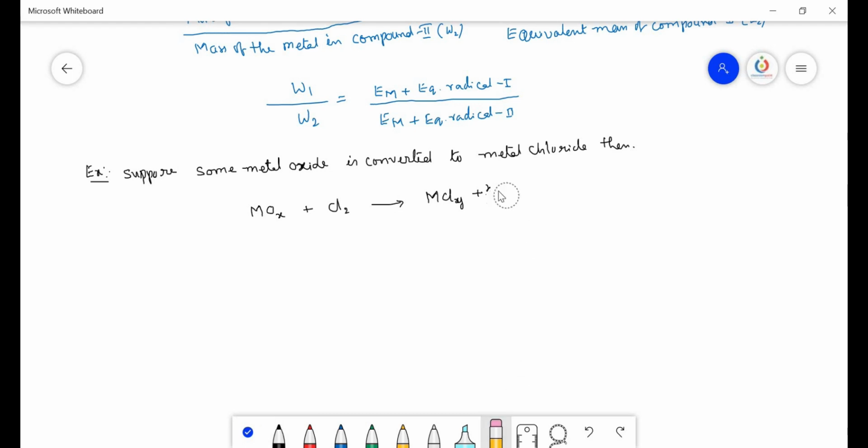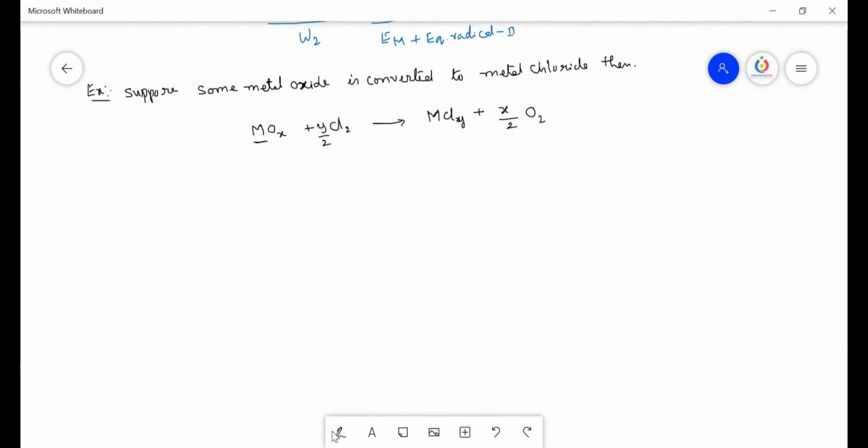I will write it properly. So here it is X by 2 O2, the 2 cancels and X number of oxygens. Here Y number of chlorines we have taken, so here also we take Y by 2 Cl2, the 2 cancels, and Y number of chlorines are there. So basically in this particular reaction, the metal is the fixed one. The metal oxide reacts with chlorine, the oxygen is replaced by the chlorine, the metal is the same, and metal chloride is formed. Then how to calculate the equivalent mass of the metal, not chlorine, not oxygen here? So let us try to do that.